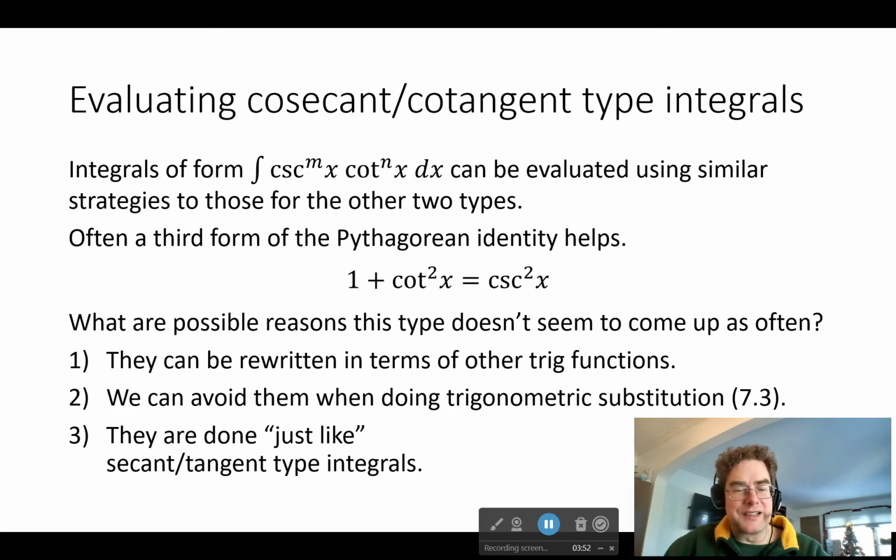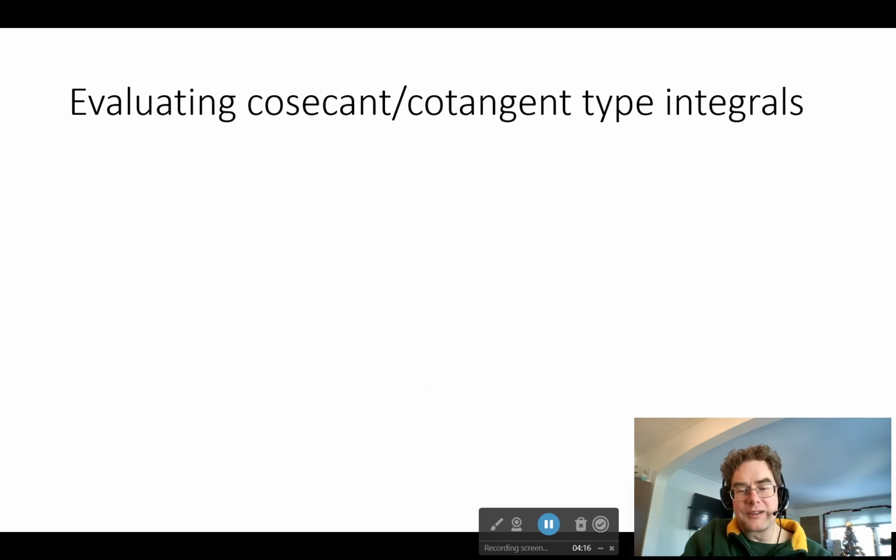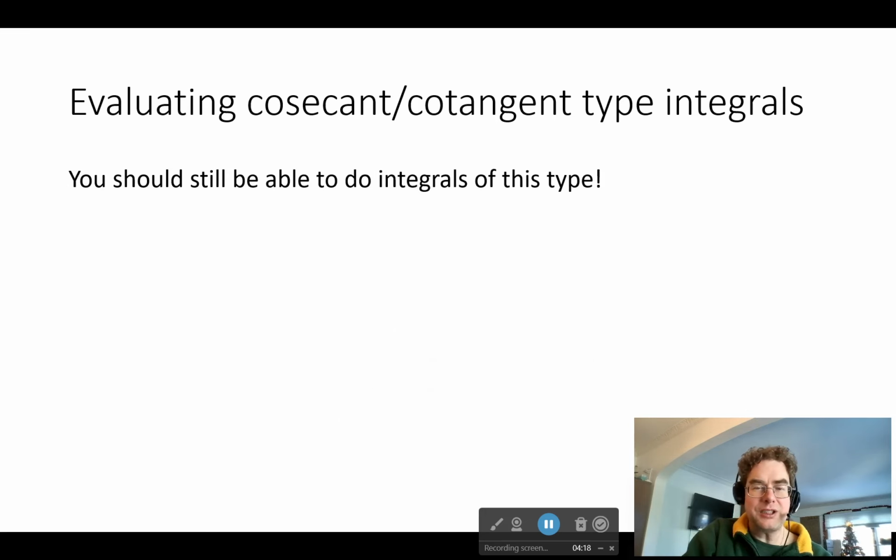And then the third reason is just what I mentioned earlier, that cosecant cotangent is pretty parallel to secant tangent, so maybe we don't need to take the class time to hash through again how to do this when it's going to be like a mirror image of something that you have already seen. Okay, so those are some of the reasons, but nonetheless, let's see how this works.